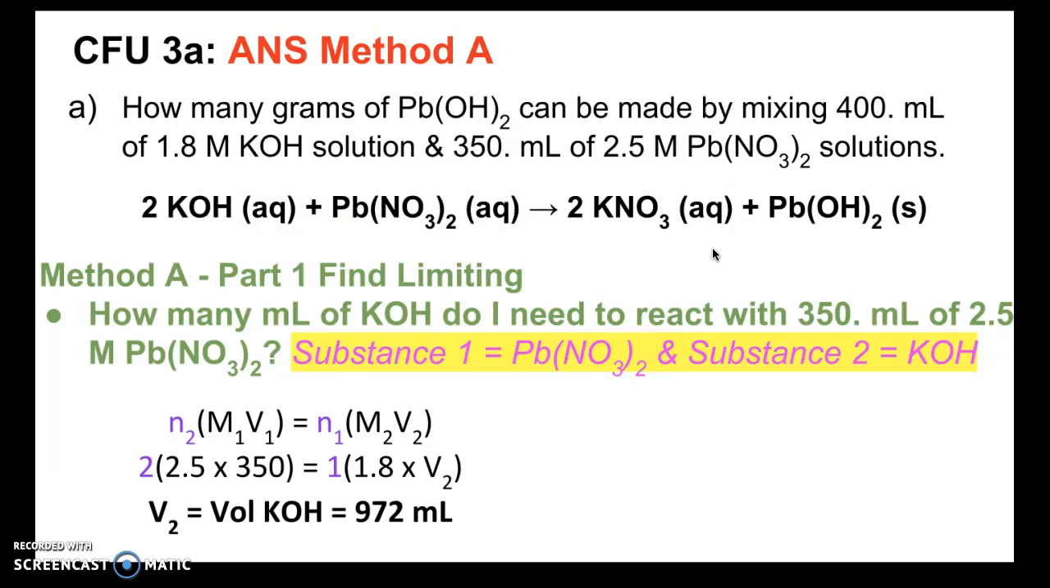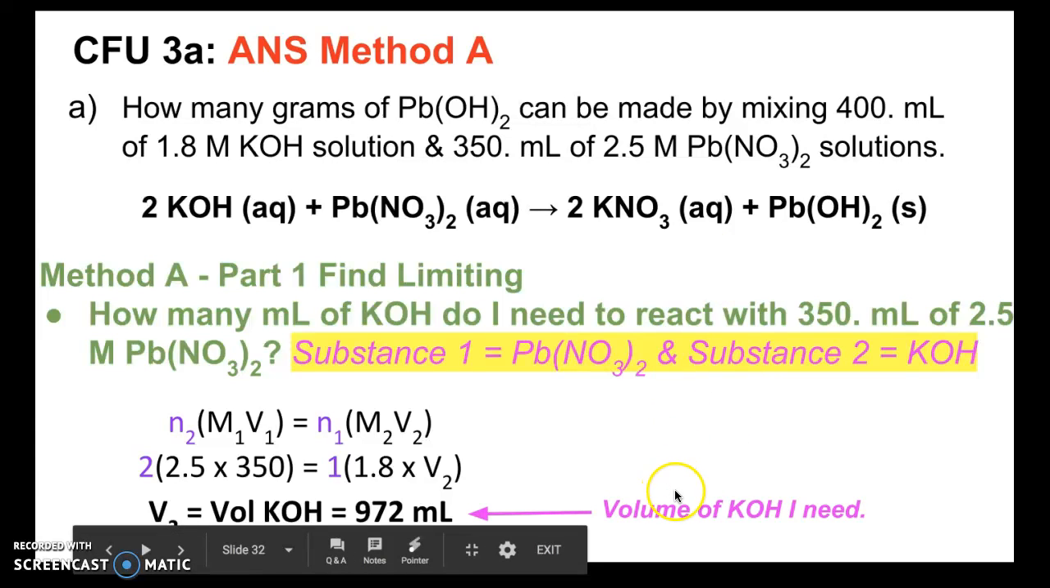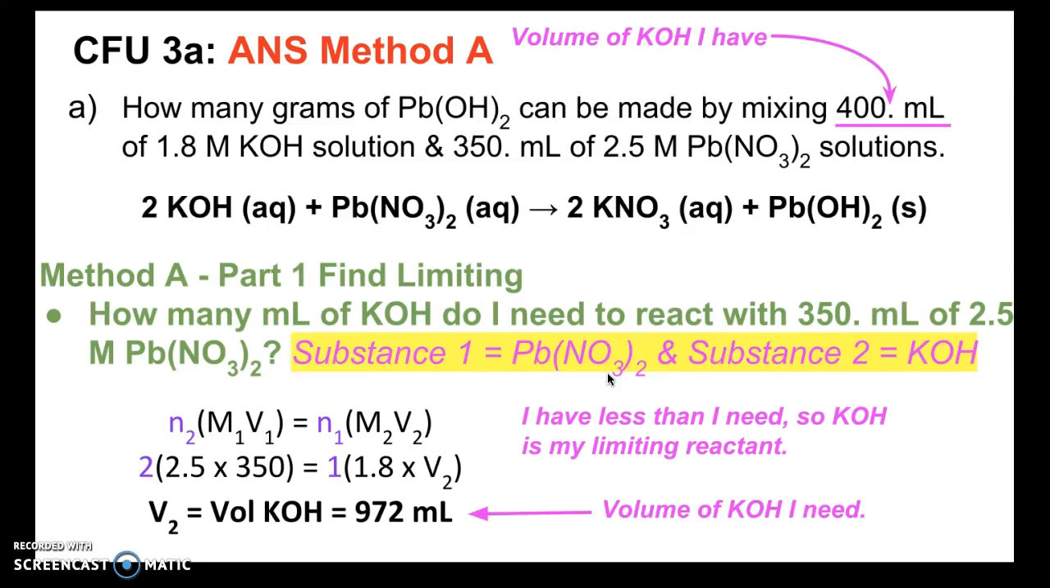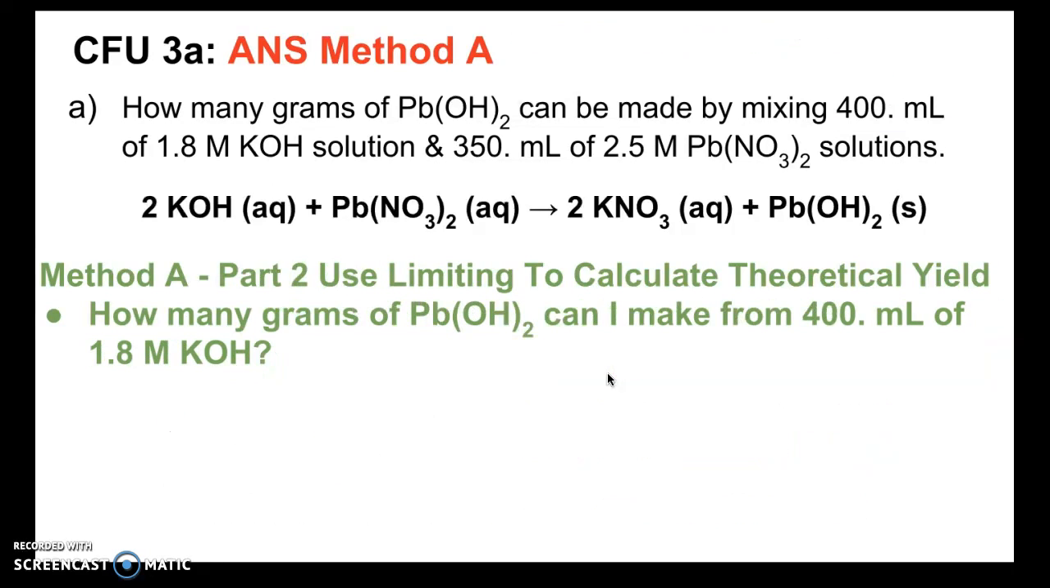We're still going to use a shortcut since the information we're given is molarity and volume. So this is what that will look like. When I do my math, I determine the volume of KOH I need is 972 milliliters. And I go back up here and I see that I have only 400 milliliters. So clearly I'm going to run out because I need more than I have, or I have less than I need. And so KOH is my limiting reactant.